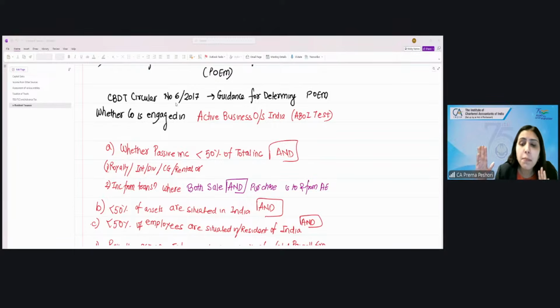So, meaning all your income other than your business income, other than the income from the core operation, that is the passive income. It will also include the income from the transactions where both the purchase and sale is to and from the AEs. So let's say, for example, if I'm purchasing from an associated enterprise and selling to another associated enterprise, that will be included. But if I'm purchasing from A and selling to the customers, it is not included. Or if I'm purchasing from my suppliers and selling to my associated enterprise, that is not included.